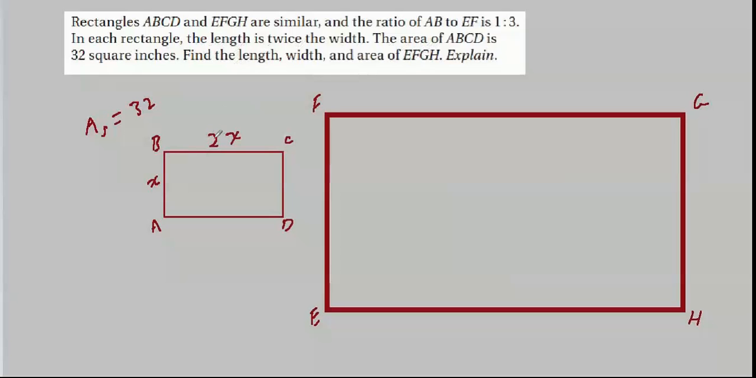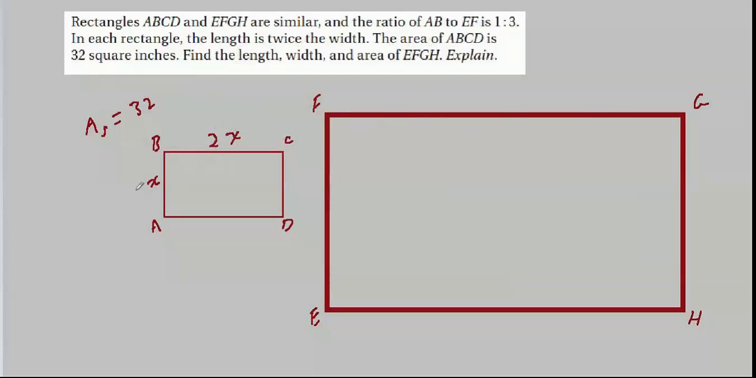But we're still going to have to find this one, because, well, why? Because it's the only one we can find. We don't have any dimensions for this one over here. We don't know anything about this, except that it's similar to this one. So we better get some dimensions for this first, then we can figure out what's going on with the other one.